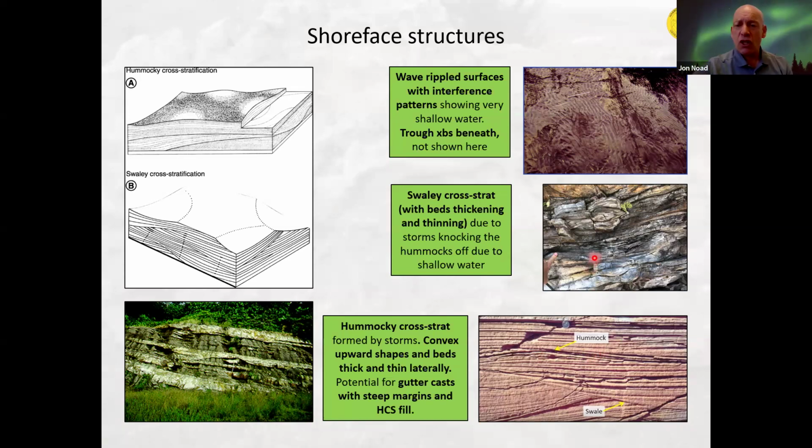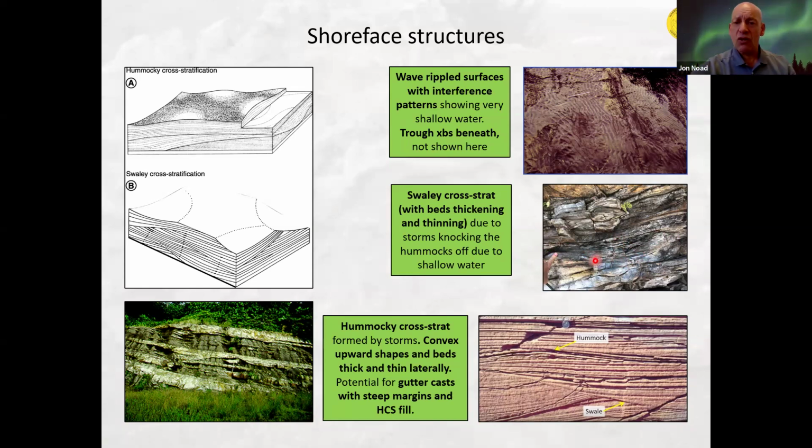You go up through the succession and you start seeing just the swales preserved. The way you can tell these from trough cross beds is that they're thinner here at the edges of the smiles, and thicker as you go down into the core of the smile, and then thin out to the other side as well.